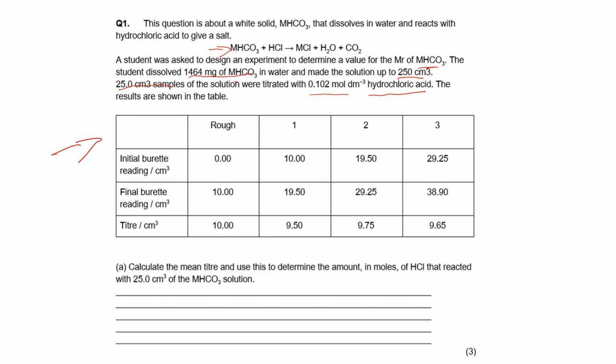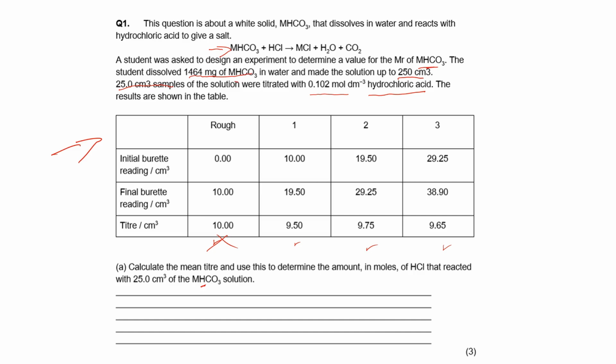Calculate the mean titer and use this to determine the amount in moles of HCl that reacted with 25 cm cube of the MHCO3 solution. Okay, so the salt basically is a bicarbonate salt, because of this HCO3. All right, so now to get the titer value, we have the rough titration. This is the first titration, second titration, and the third titration. Usually you don't make use of your rough titration, so you usually ignore the rough titration.